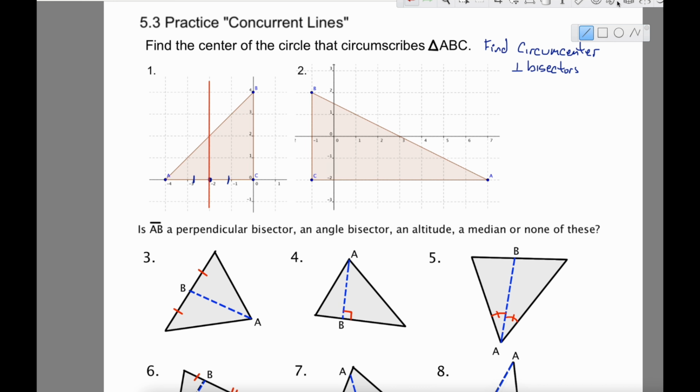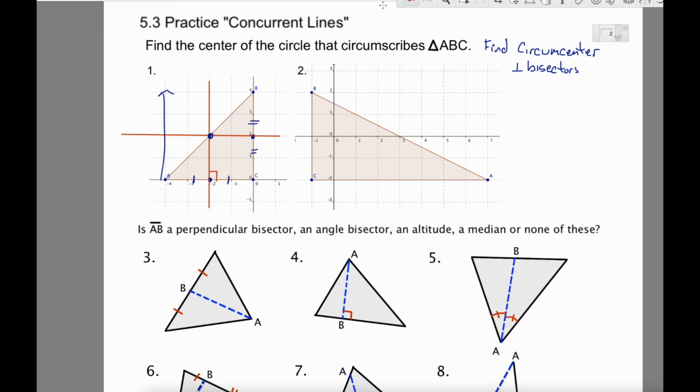And it's a perpendicular bisector. Let's find the midpoint of B to C. That's going to be 0, 2. And I know that this BC is vertical, so I need a horizontal line to be perpendicular. And then our last point, from A to B, I know I'm rising 4. So then if I take half of 4, I get 2.